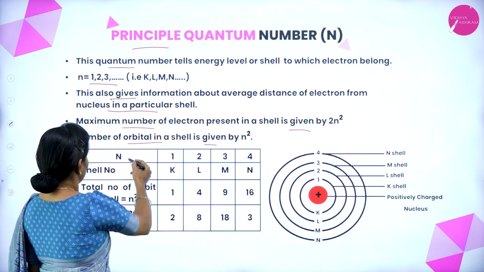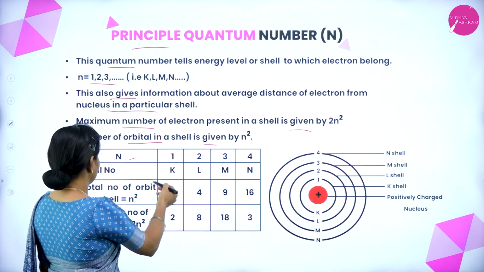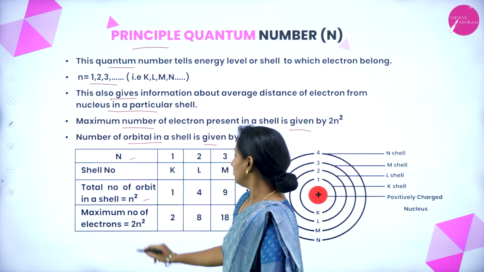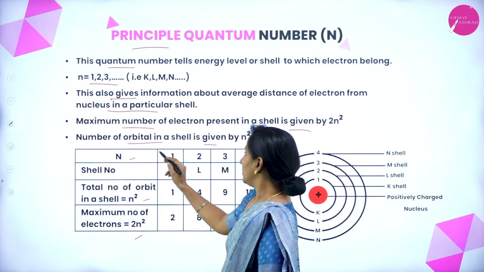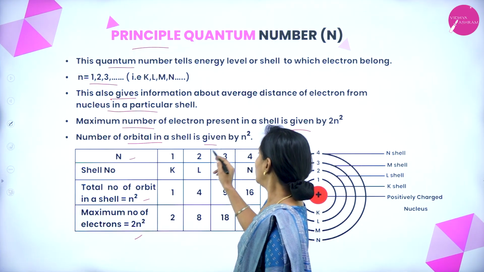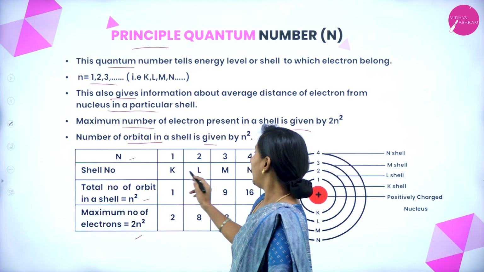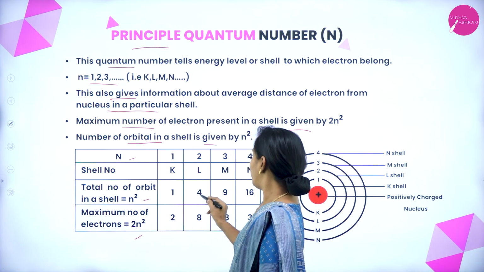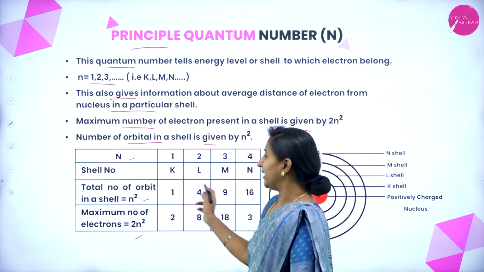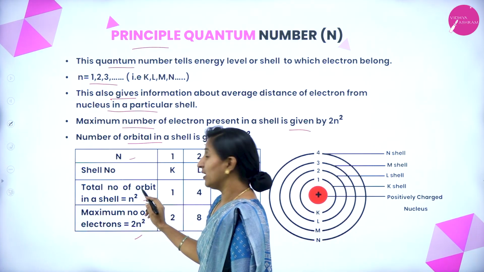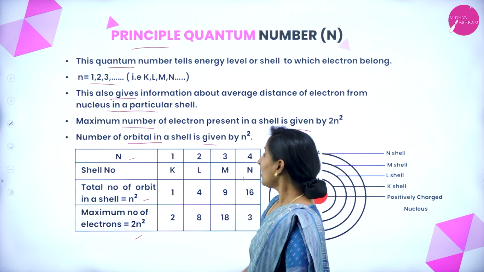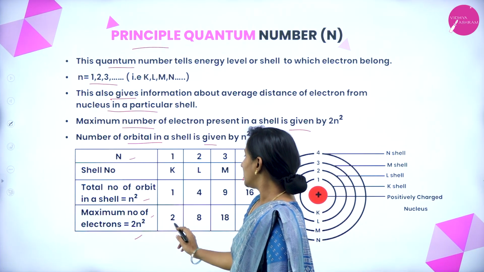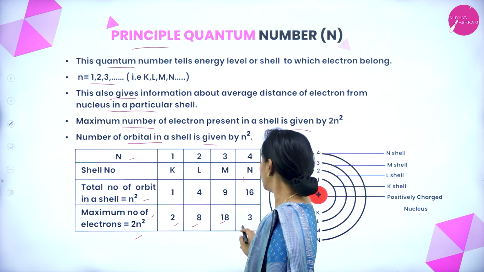So, if we consider n, the shell number, the total number of orbitals in the shell is n squared, and the maximum number of electrons is 2n squared. The values of n, that is 1, 2, 3, 4, are considered as the K, L, M, N shells. The total number of orbitals in these shells is 1, 4, 9, 16 respectively, by taking the value of n equals 1, 2, 3, 4. The maximum number of electrons, that is 2n squared, equals 2, 8, 18 and 32.